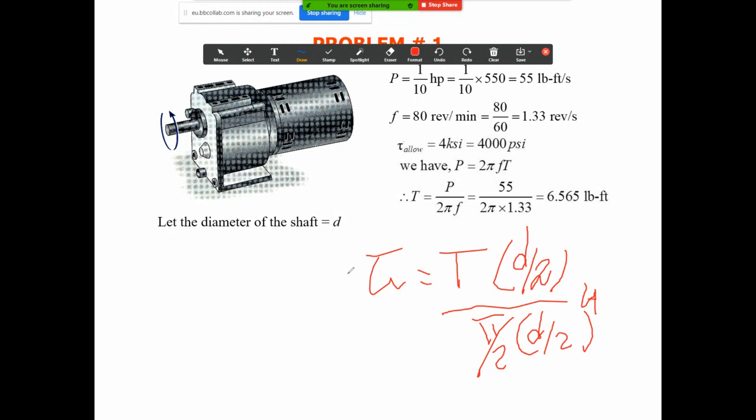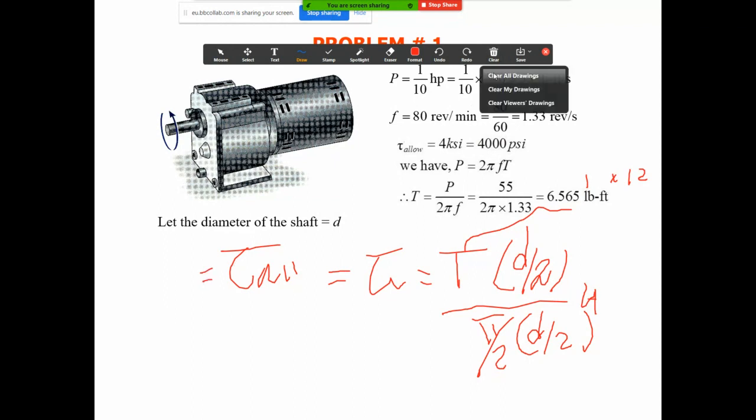We need to find a D so that the tau, or the shear stresses in the shaft, will not exceed the tau allowable. The tau allowable here will be pound per square inch. You have to be careful. Therefore, T should be converted into what? Pound inch, not foot. So you have to multiply it by what? By 12. Okay? And the diameter here, you can keep it as it is. Here it is, for example, 4 ksi, which is 4,000 pound per square inch. So you just equate it here and solve for the D.